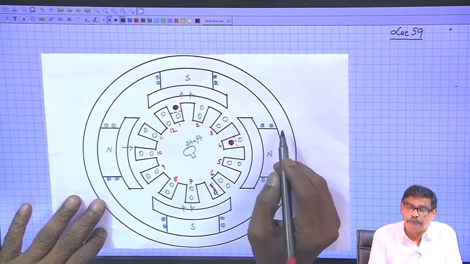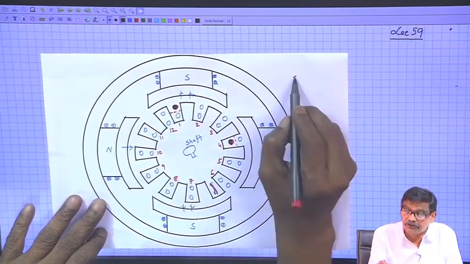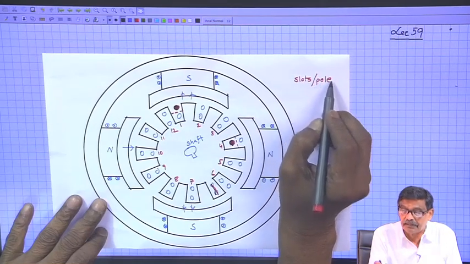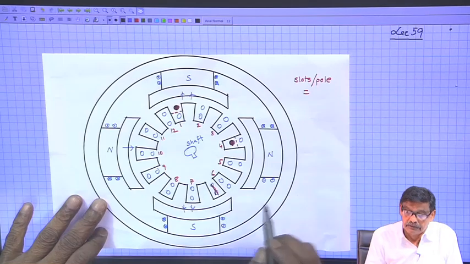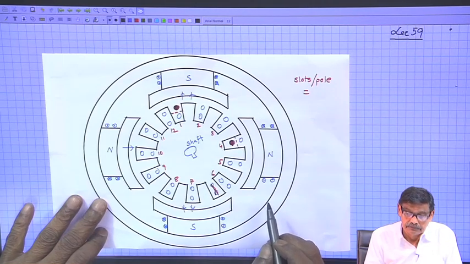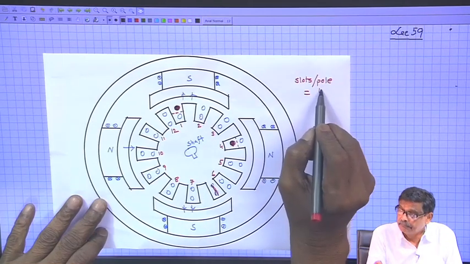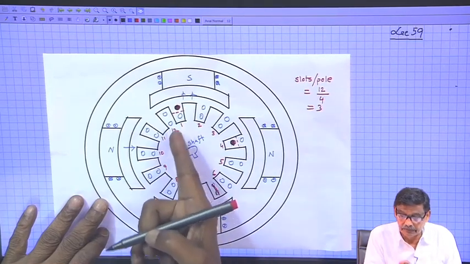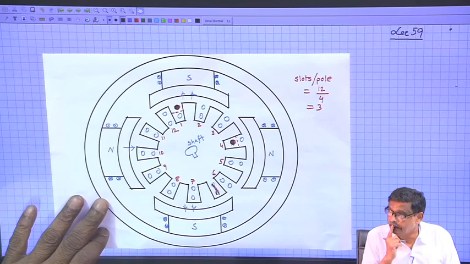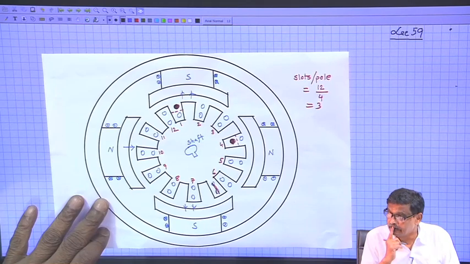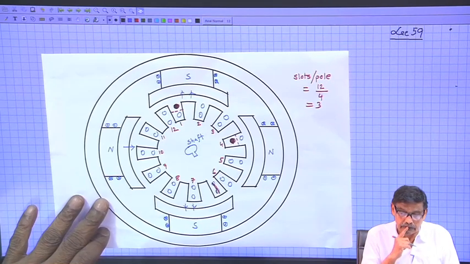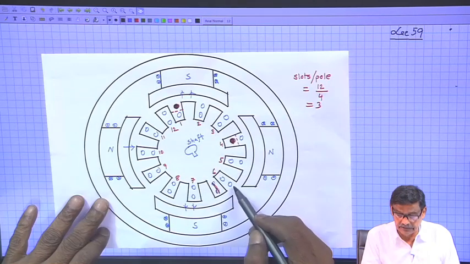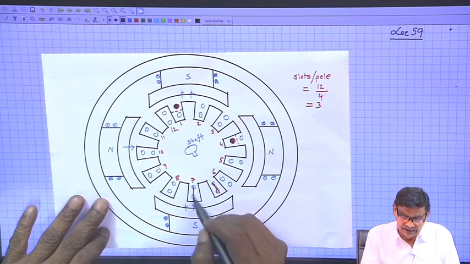Number of slots per pole will be equal to 12 by 4 is equal to 3. Something mistake. 1, 2, 3, 4, 5, 6. Oh, here it will be 7.